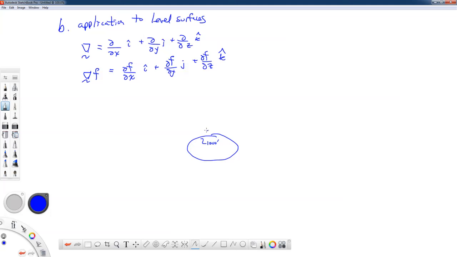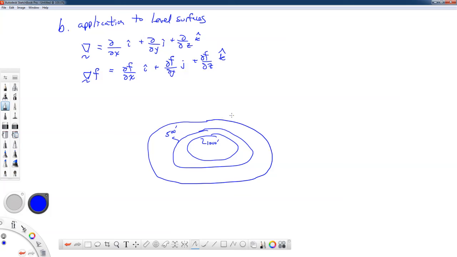And then we have another elevation line. Everywhere on this line is 500 feet. And then we have another line where everywhere along that path is 250 feet. Okay, so these would be level surfaces.